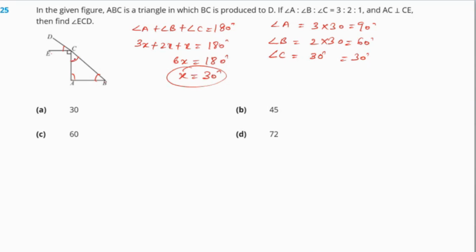Since this is 30, we need to figure out this angle, and this angle already makes 90 degrees. This angle is 30 degrees, and all three of them should make a linear pair, 180 degrees. So this is 30 and this is 90. 90 plus 30 gives us 120. From 180 we subtract 120, and we get 60 degrees. So the value of angle ECD needs to be 60 degrees, so option C is the correct answer for this question.